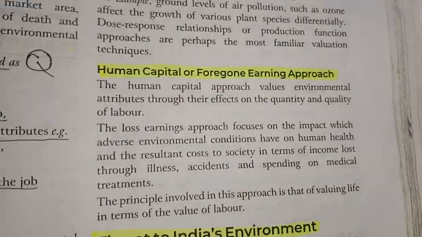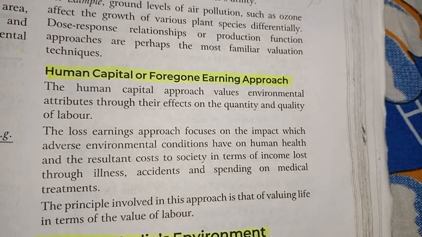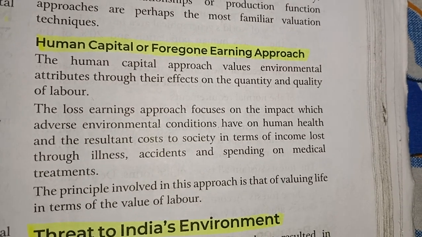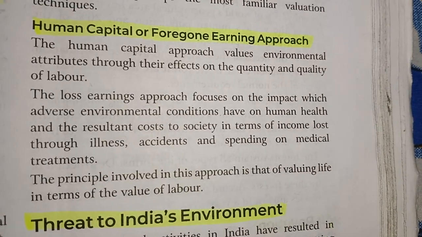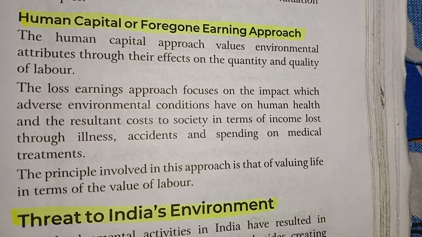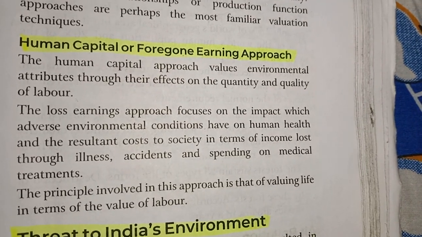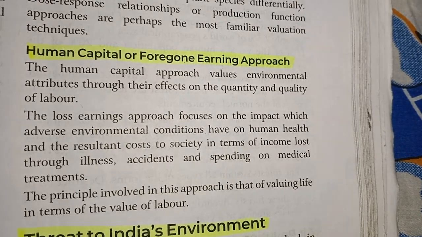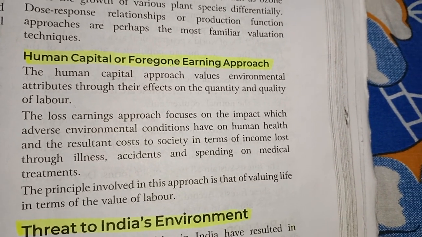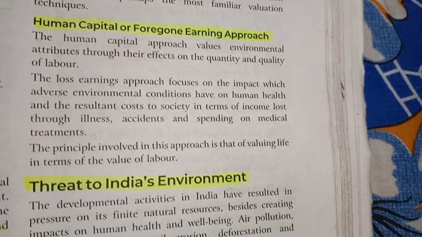Human capital or foregone earning approach. The human capital approach values environmental attributes through their effect on the quantity and quality of labor. The loss of earning approach focuses on the impact that adverse environmental conditions have on human health and the resultant cost to society in terms of income lost through illness, accidents, and spending on medical treatments. The principle involved in this approach is that of valuing life in terms of the value of labor.